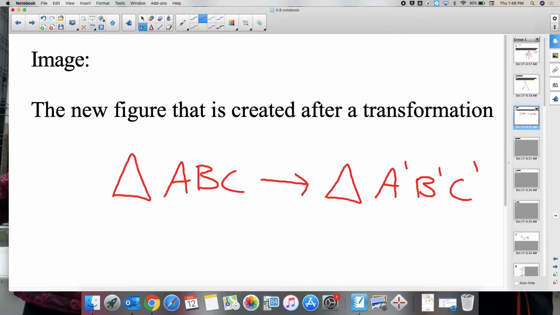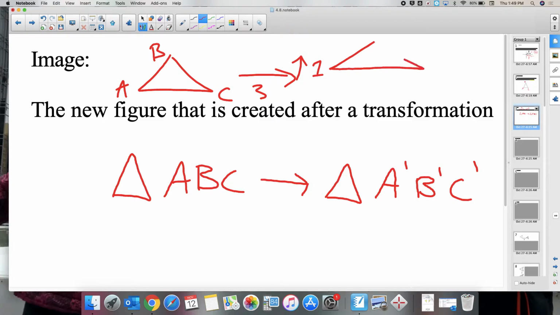So maybe we take some triangle ABC and we do something to it, right? Maybe we'll take this triangle here and we're going to move it right 3 units, and then we're going to move it up 1 unit. And all of a sudden we create this new triangle over here. Typically we will call that triangle A prime, B prime, and C prime. That way you know what points match up. A went to A prime after that transformation. B went to B prime, C went to C prime.